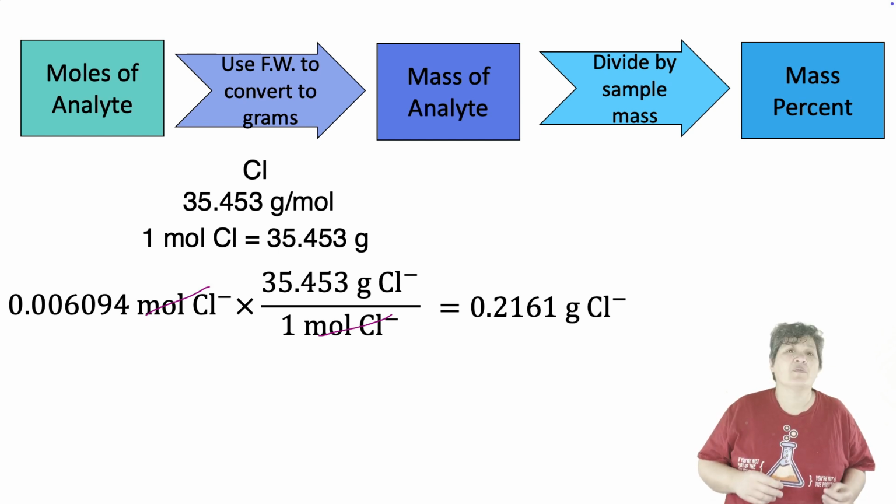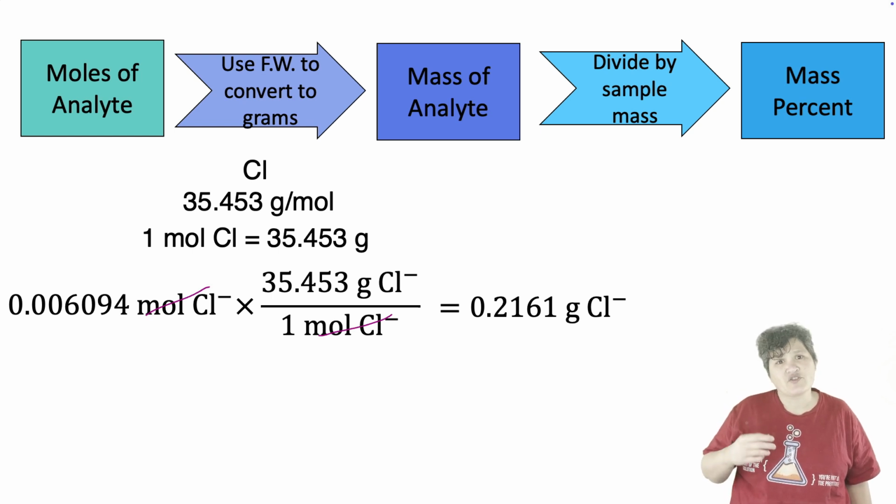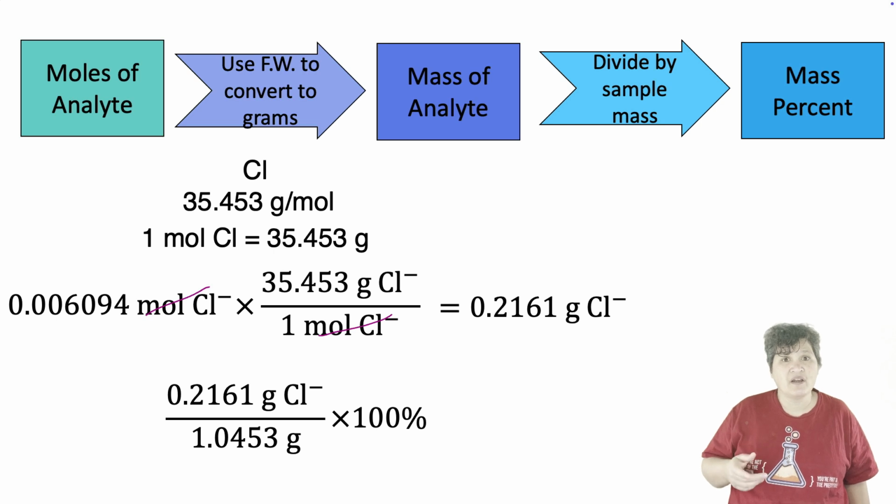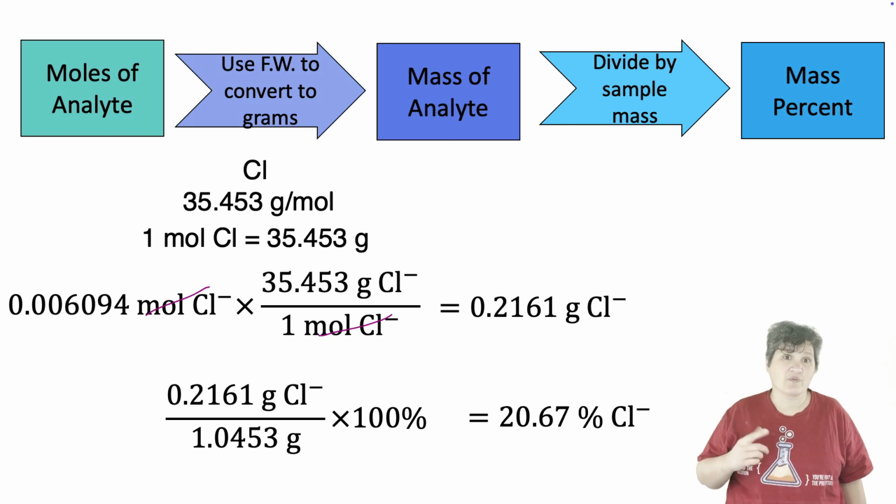you can stop there. But odds are good that you've been asked to calculate the mass percent of chloride in the sample. So you're now going to take that mass and divide by the mass of sample you started with. That was 1.0453 grams, and multiply by 100%. Your sample was originally 20.67% chloride.